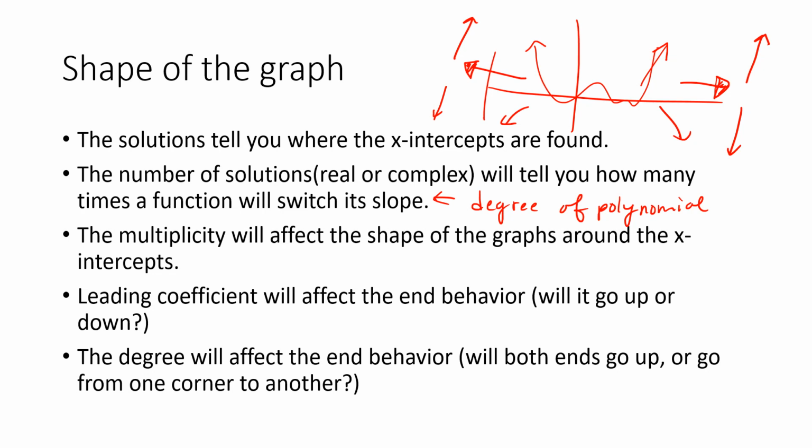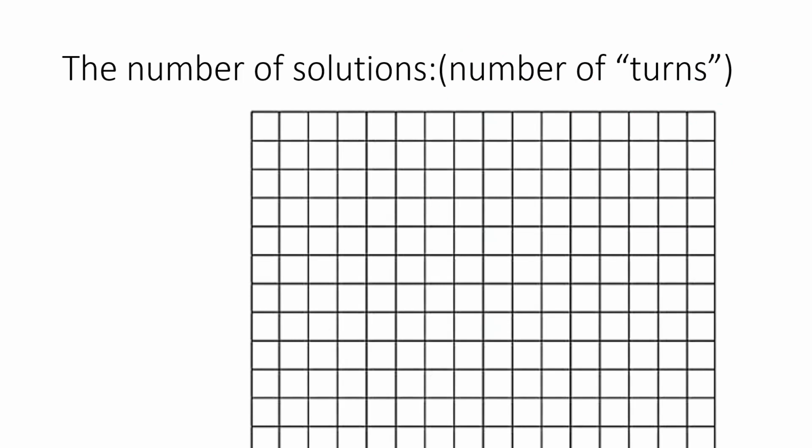Your degree will affect the end behavior as well. It affects the shape of the graph. It also affects whether it's going to go up or down, or up this way or down this way. The number of solutions will tell you how many turns the graph is going to have. So this is more about the degree.